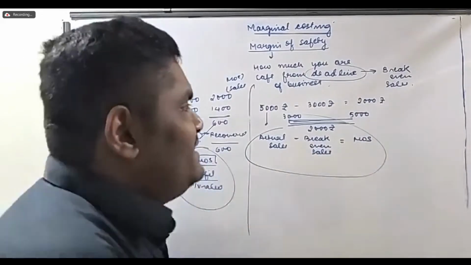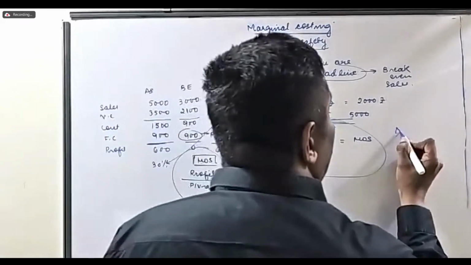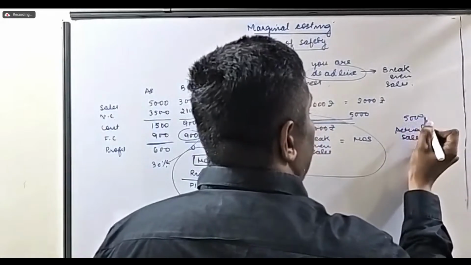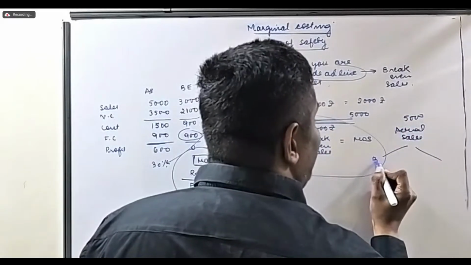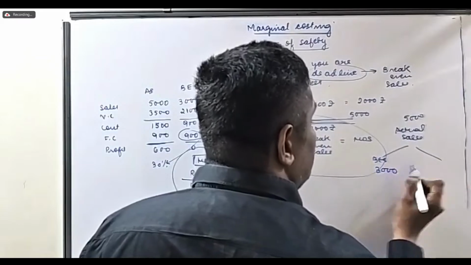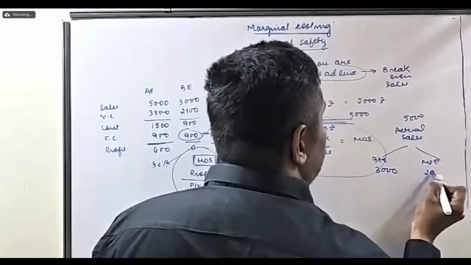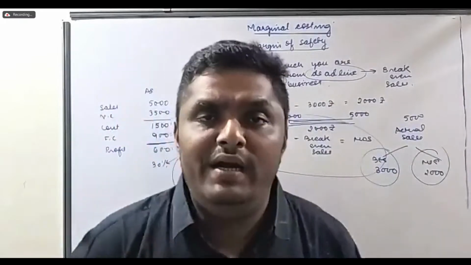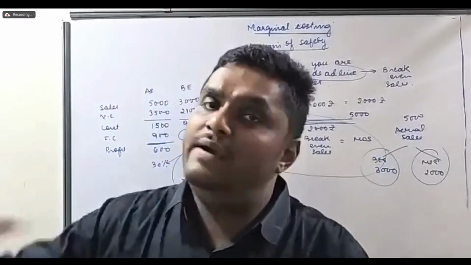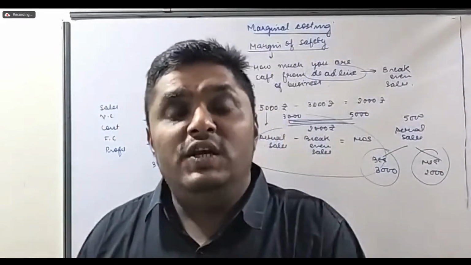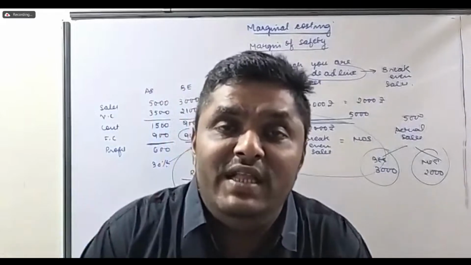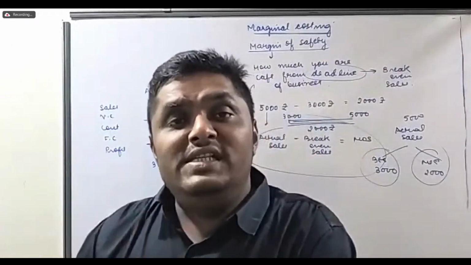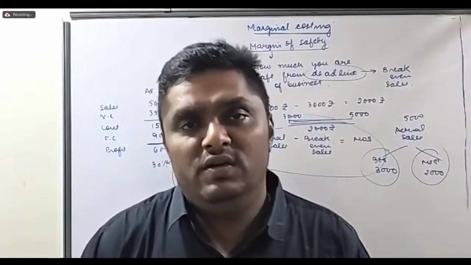So herein we can say my actual sales is what? 5,000. My break-even sales is what? 3,000. My margin of safety is what? 2,000. So we can say sales can be divided in two parts: break-even sales, wherein we are recovering our fixed cost, and margin of safety sales. It means after recovering the fixed cost, whatever the extra sales we are making, and from that sales we are earning profit, is what we call margin of safety.